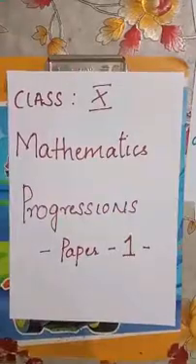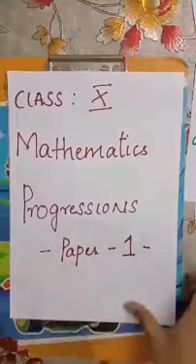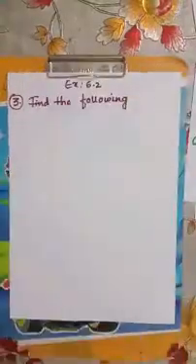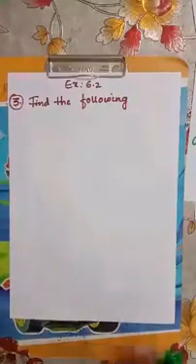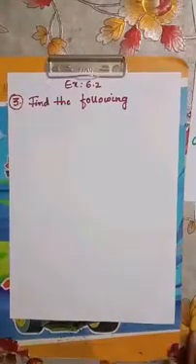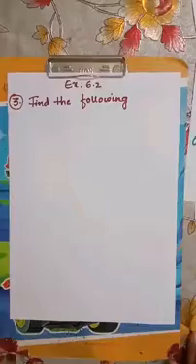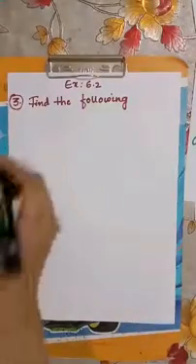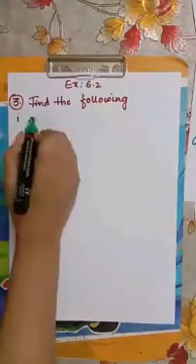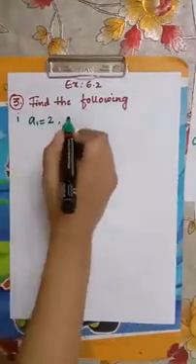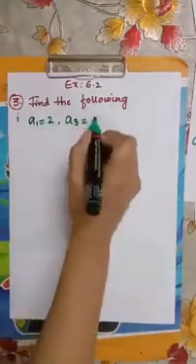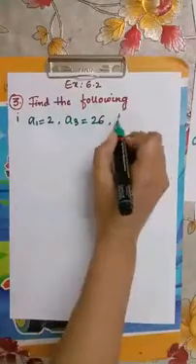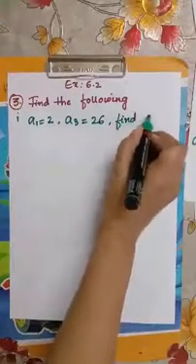Students, let's start today's class, Progressions, from paper 1. Exercise 6.2, third question. I'm just reading out the question. Find the respective terms for the following APs. The first one: A1 is given as 2, A3 is given as 26, and you have to find A2.